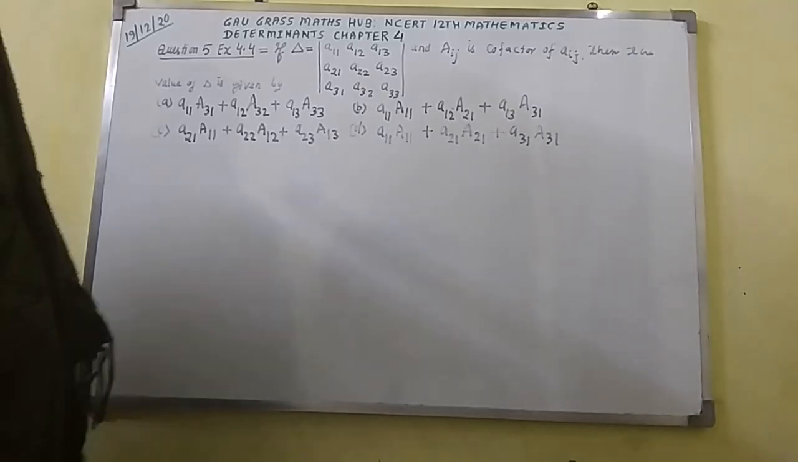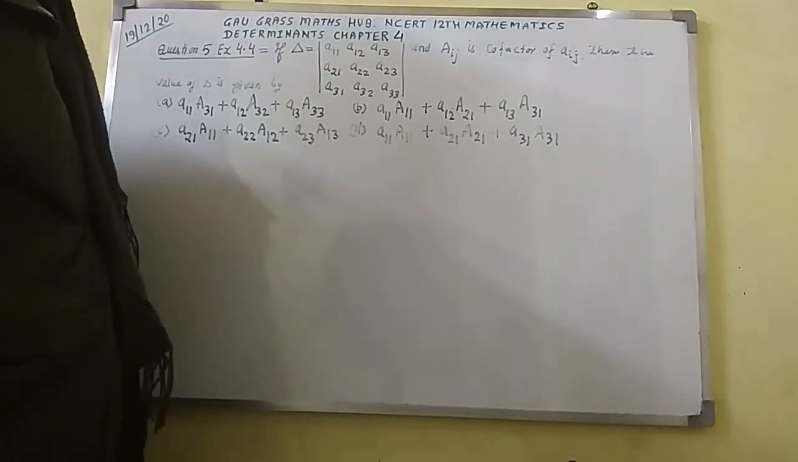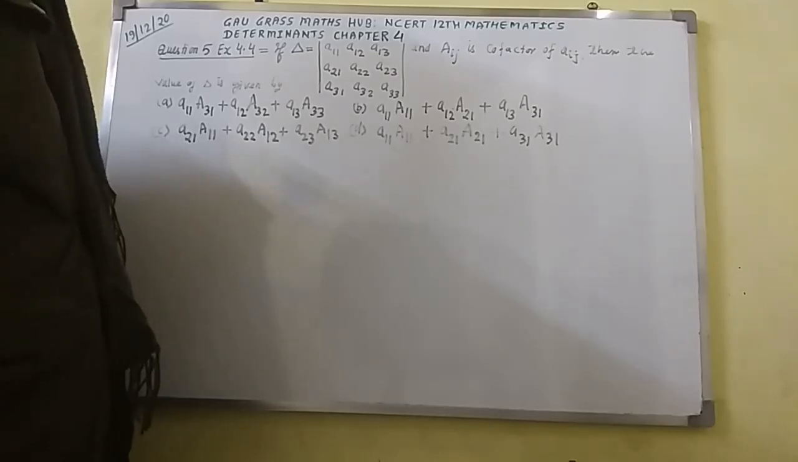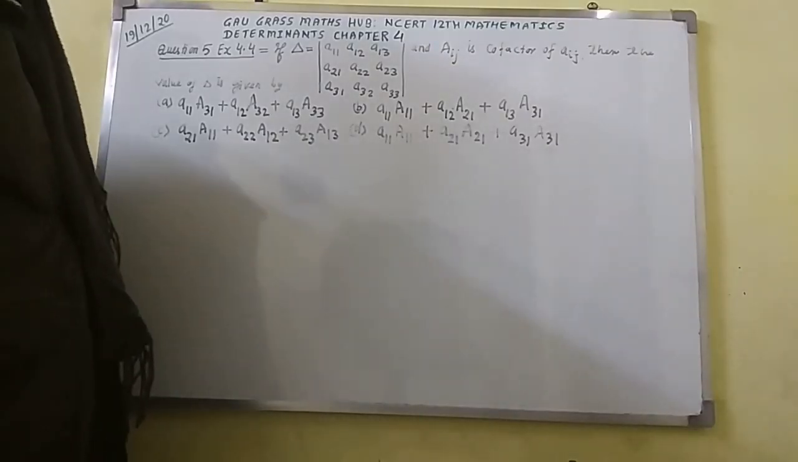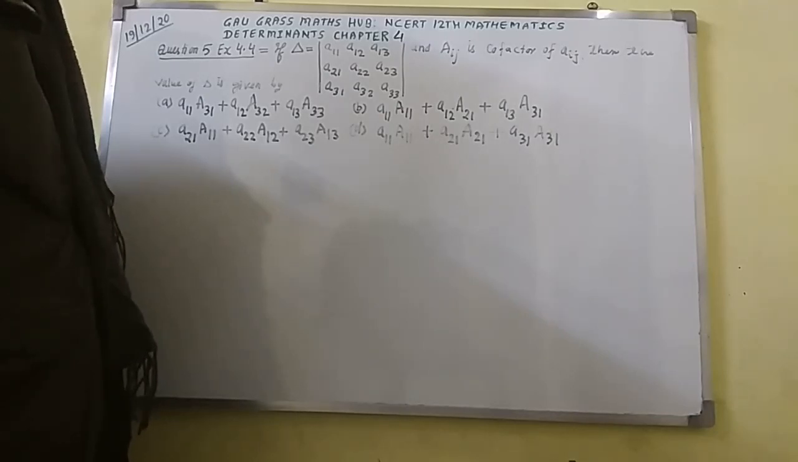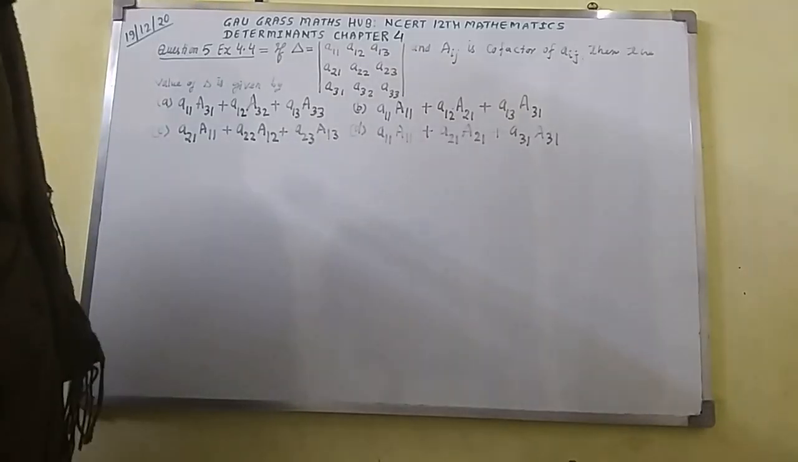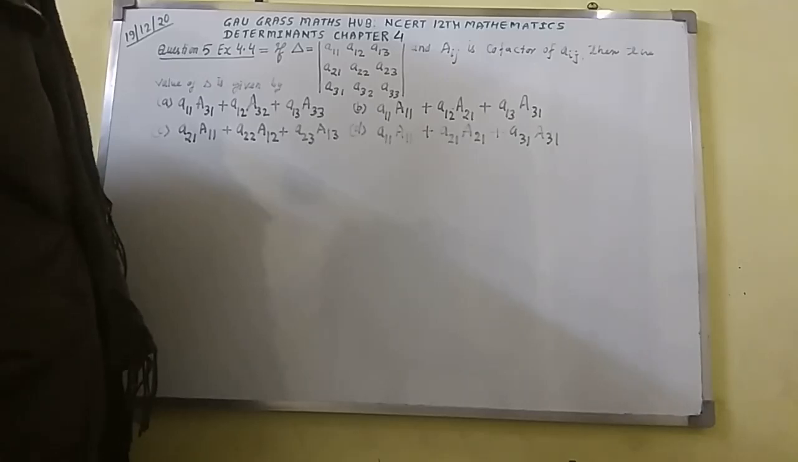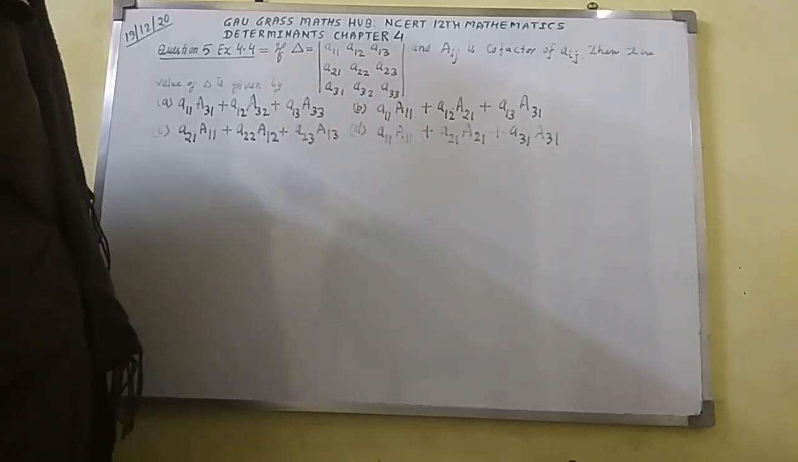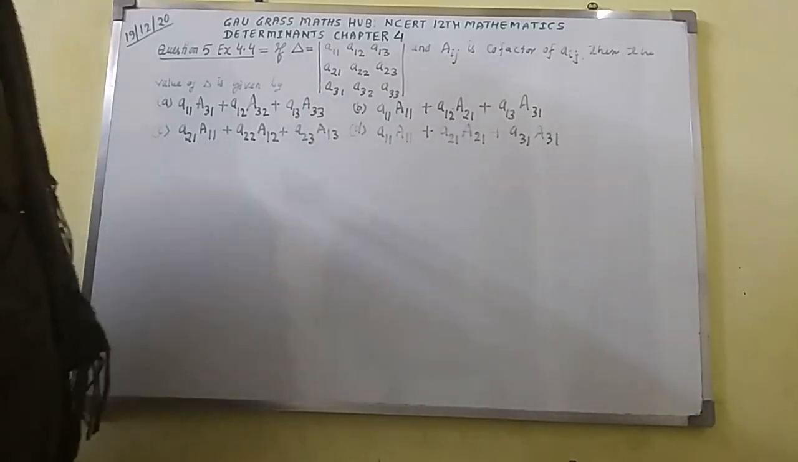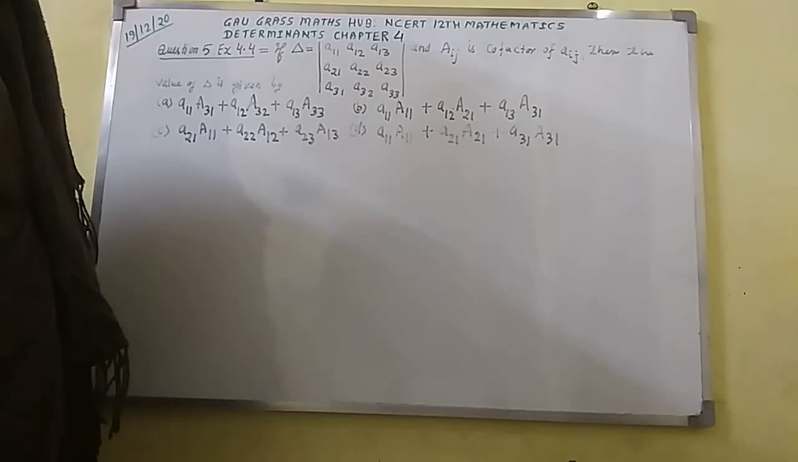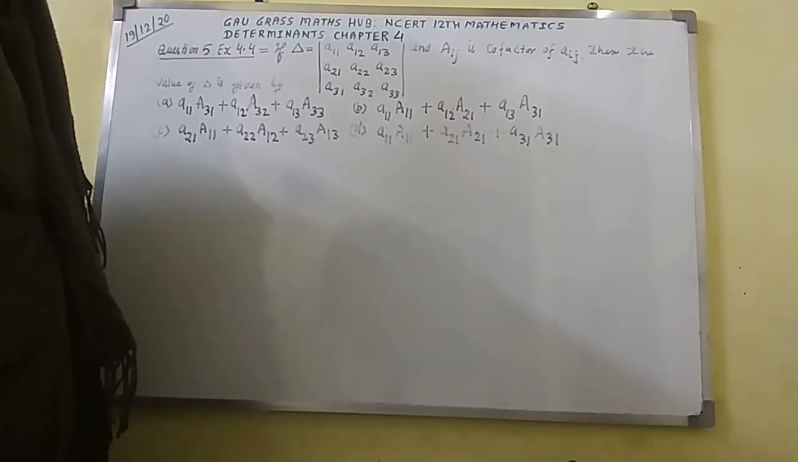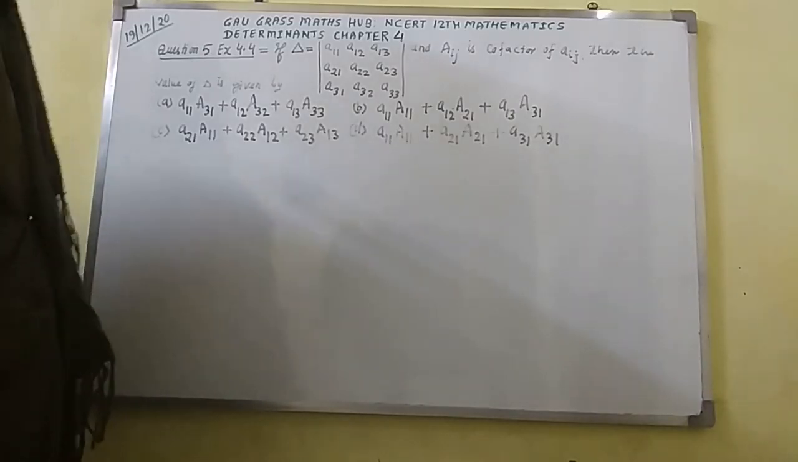If delta equals the determinant whose first row elements I have written as a11, a12, a13, second row elements a21, a22, a23, and third row elements a31, a32, a33, and capital Aij is the cofactor of small aij, then the value of delta is given by.